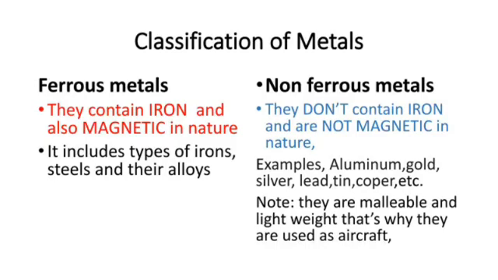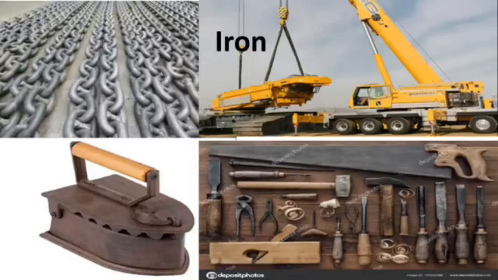Now let's look at the ferrous metals. We have the irons. They are used in making chains, the cranes, the pressing iron. They are used in making tools and other things made of iron. There are so many of them.